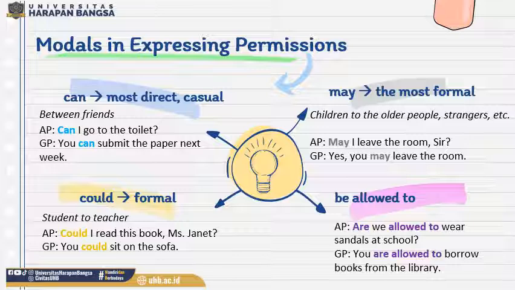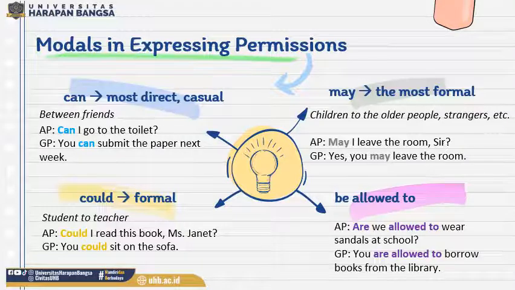Next is may. Nah, may is the most formal modal of all. Jadi may di sini merupakan bentuk modal yang paling formal dibanding can dan could. Biasanya dipakai oleh orang yang memiliki jarak ya. Misalnya antara children to older people, anak-anak ke orang yang lebih tua, atau between strangers ya, dari orang ke orang asing. Nah, karena baru pertama kali bertemu, maka kata yang dipakai atau bentuk modal yang dipakai adalah may. Ini adalah bentuk yang paling formal.